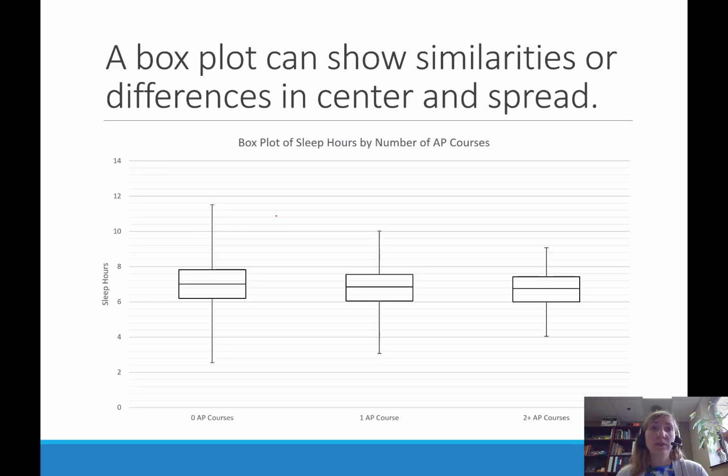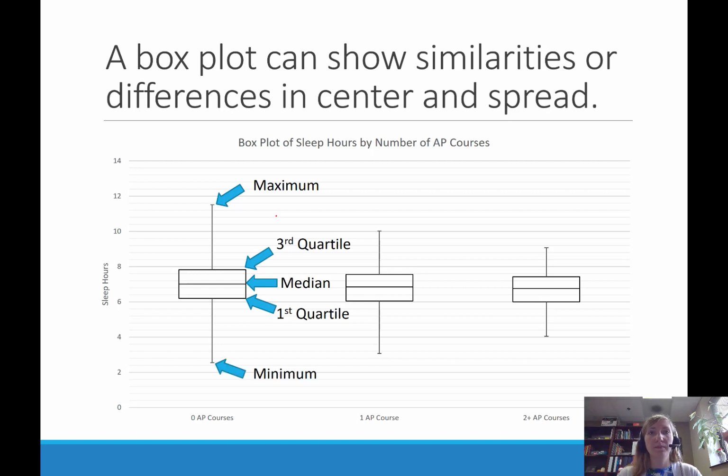A box plot can show similarities or differences in center and spread. However, a box plot summarizes different information than the mean plot does. Using a box plot can be easier than comparing many histograms. A box plot is a graphical representation of the 5-number summary. The 5-number summary consists of the maximum, the third quartile, the median, the first quartile, and the minimum. To find the 5-number summary, the data must be ordered from smallest to largest. Excel does this automatically for you.